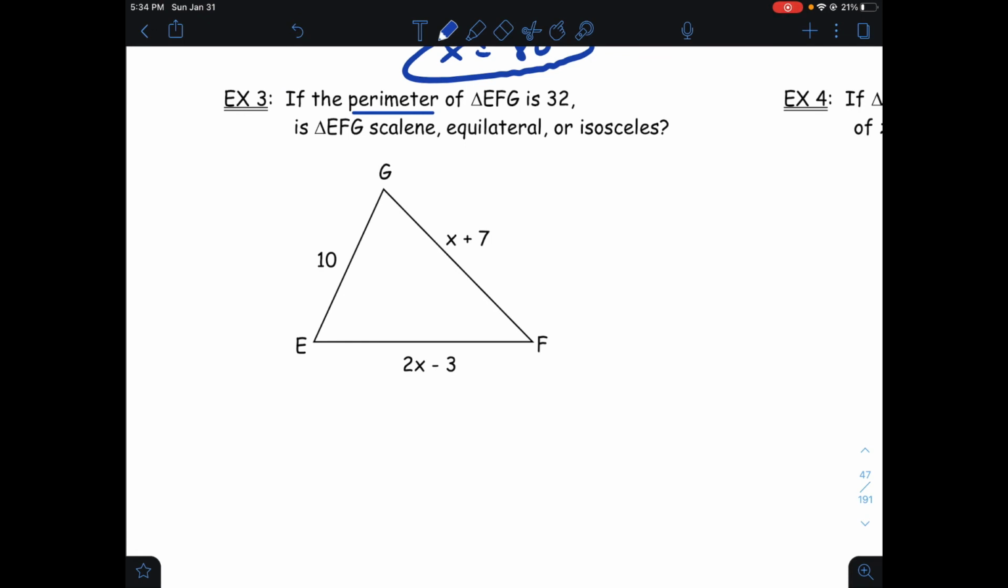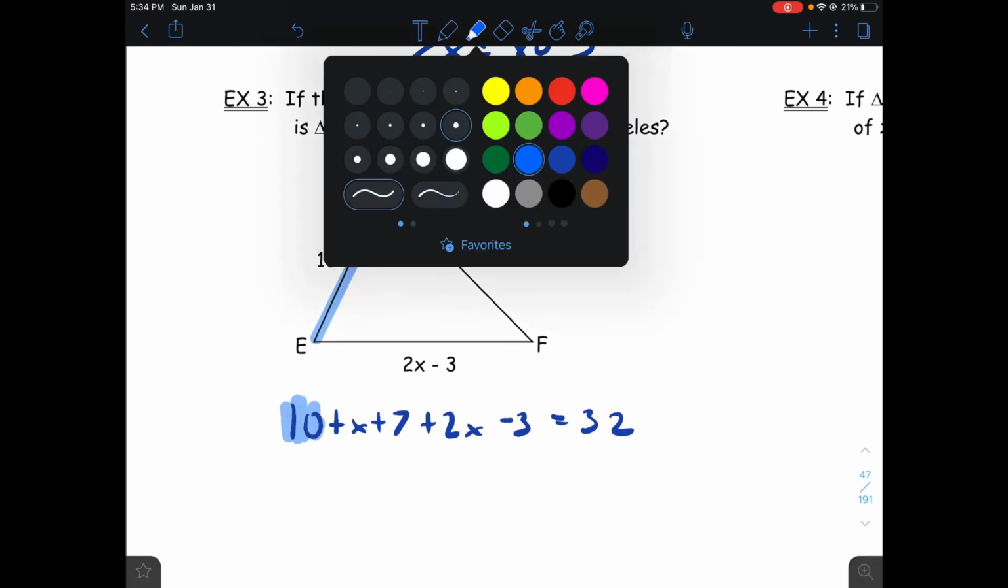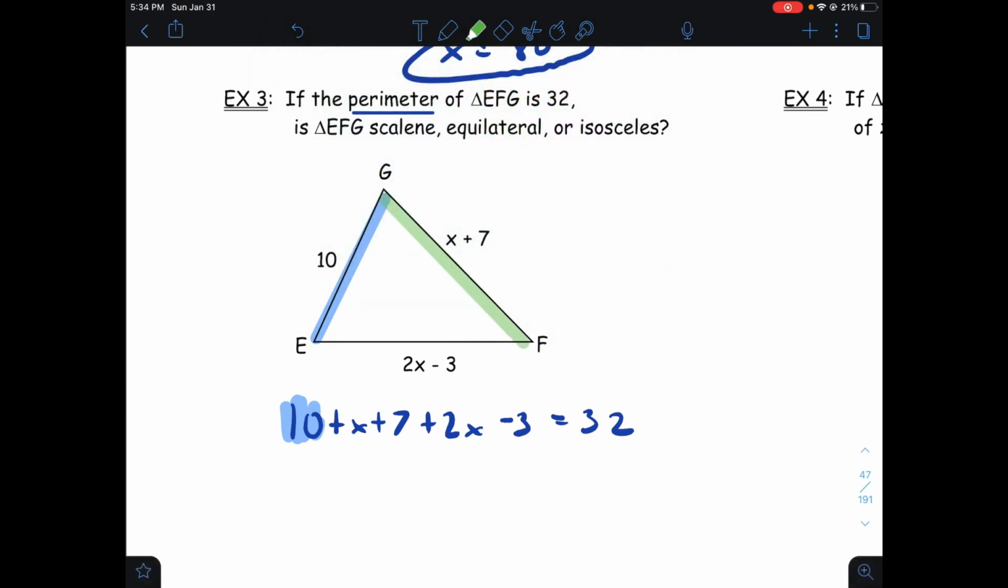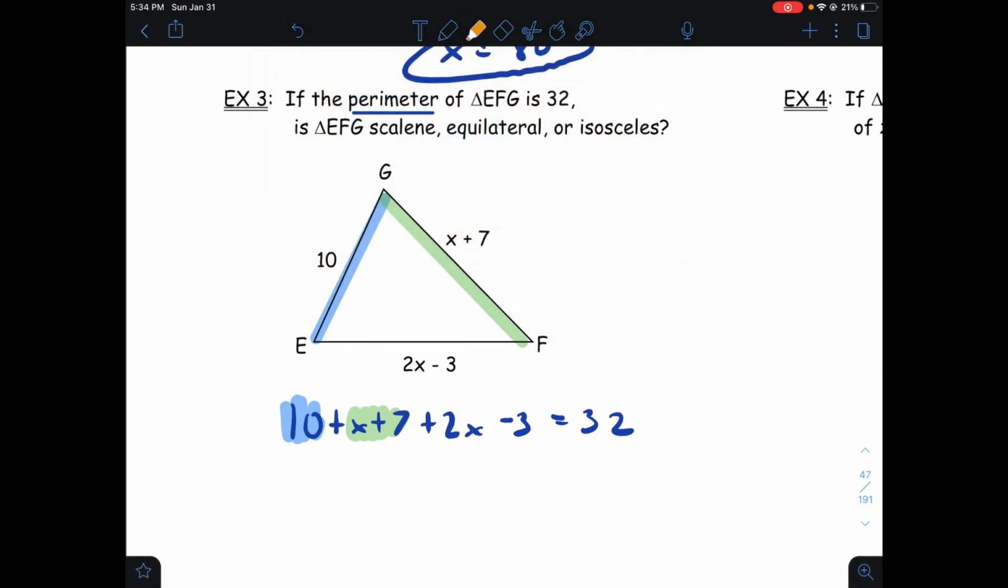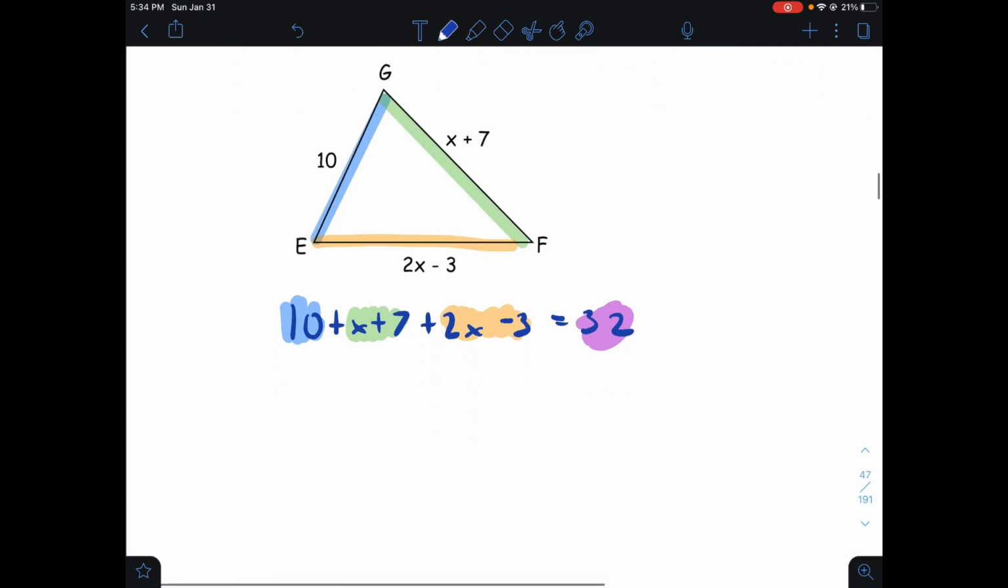So we can go ahead and solve for x, right? You could say 10 plus x plus 7 plus 2x minus 3 equals 32. So all I did is I added up these sides. I said 10, x plus 7, and, oh, we already did blue. 2x minus 3 is equal to this perimeter of 32. So now we can go ahead and solve. Combine like terms, we get 3x and then 17 minus 3, which is going to be 14 equals 32.